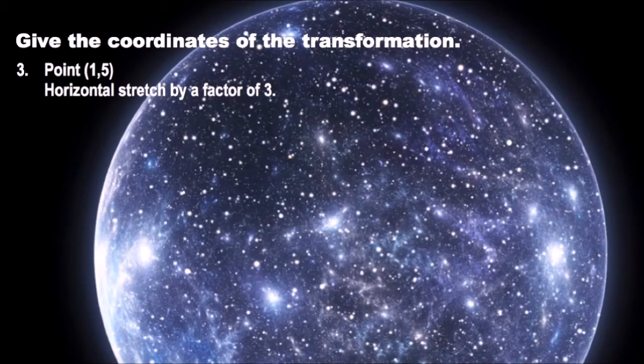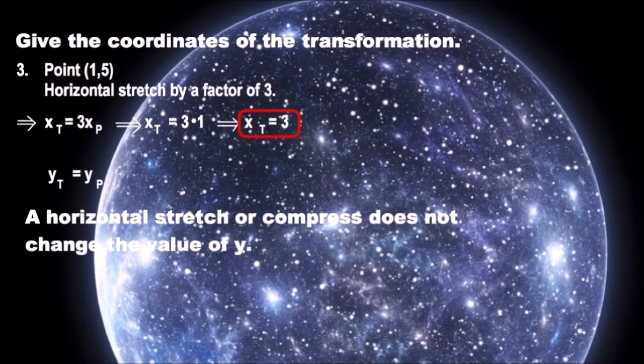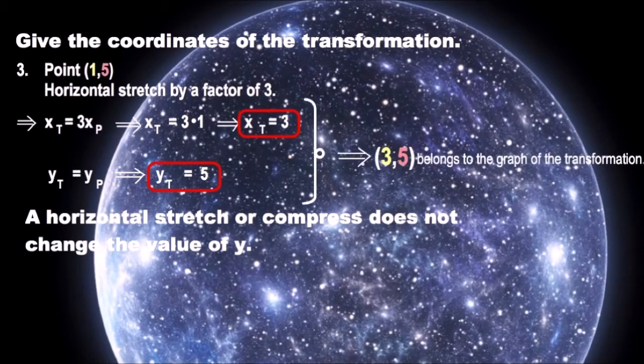Give the coordinates of the transformation. Point of coordinates (1, 5), horizontal stretch by a factor of 3. Thus, x transformation equals 3 times x parent. Therefore, x transformation equals 3 times 1, so x transformation equals 3. Y transformation equals y parent. A horizontal stretch or compression does not change the value of y. Thus, y transformation is equal to 5. Therefore, point (3, 5) belongs to the graph of the transformation.